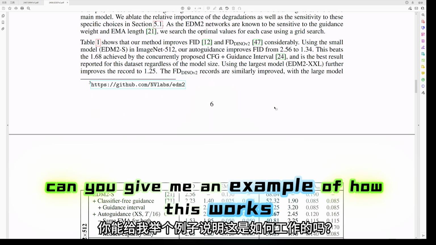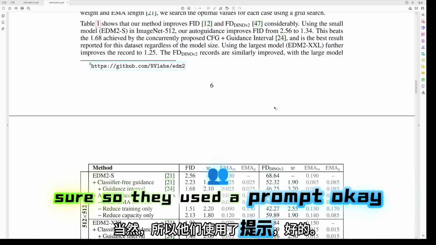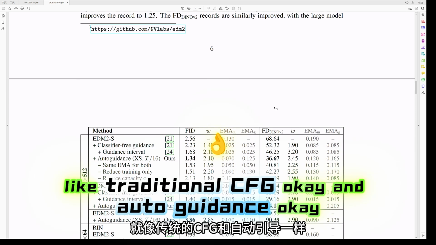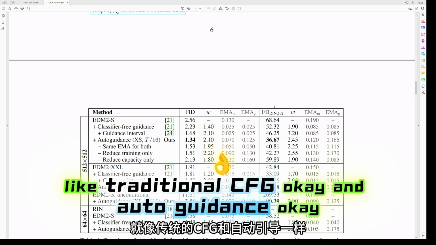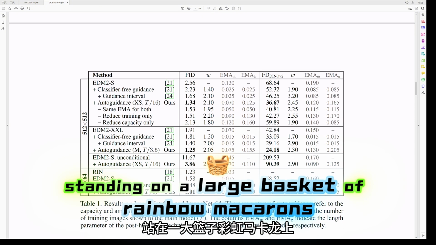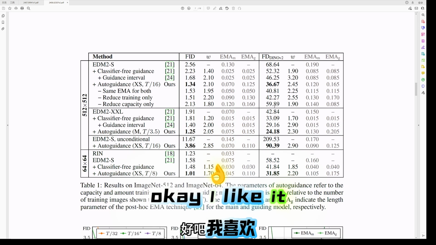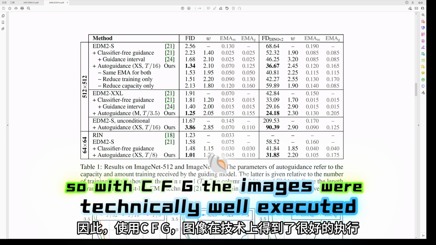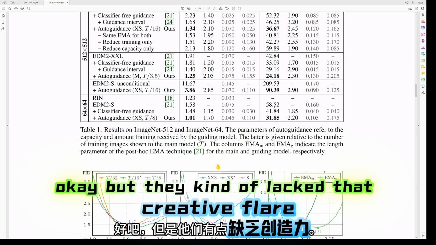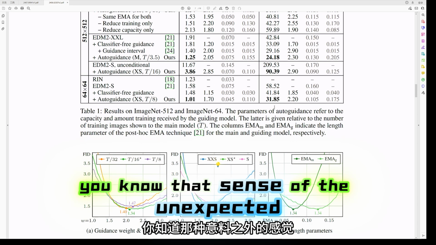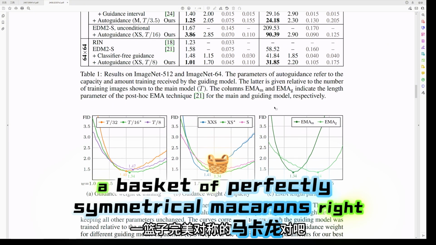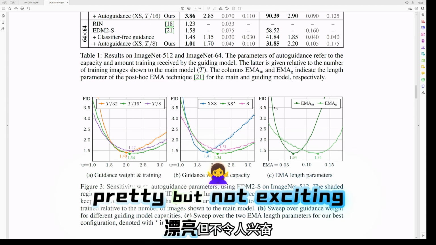Can you give me an example of how this works in practice? Sure. They used a prompt that I think really highlights the difference between traditional CFG and auto guidance. The prompt was a blue jay standing on a large basket of rainbow macarons. I like it. With CFG, the images were technically well executed, but they kind of lacked that creative flair, that sense of the unexpected. So you get a perfectly rendered blue jay on top of a basket of perfectly symmetrical macarons. Pretty, but not exciting.